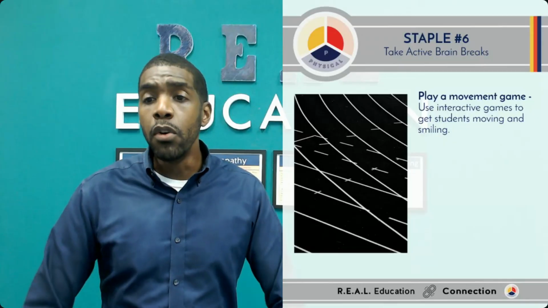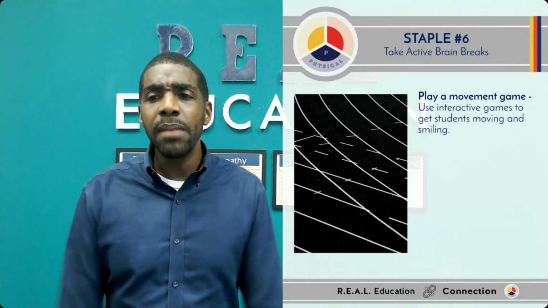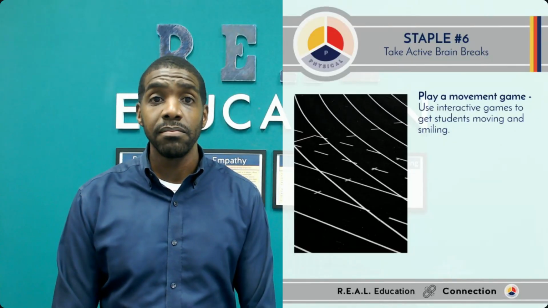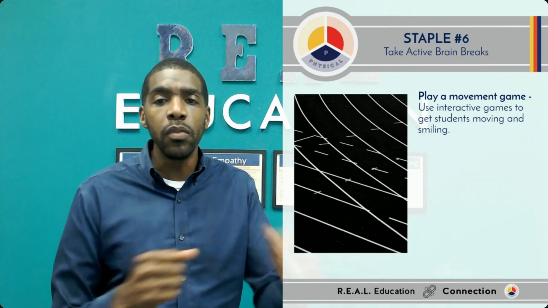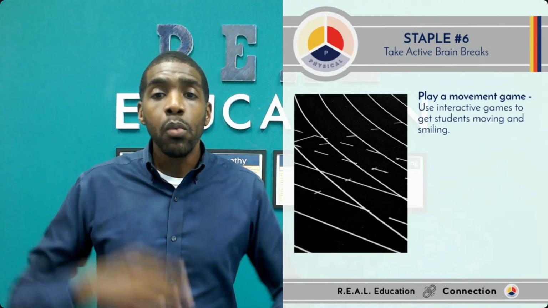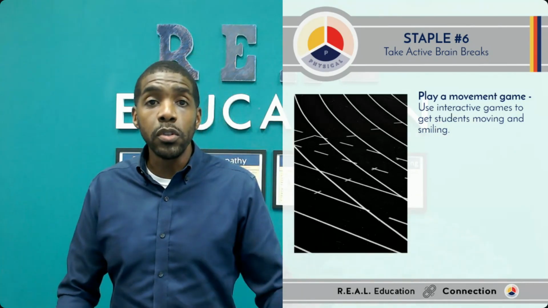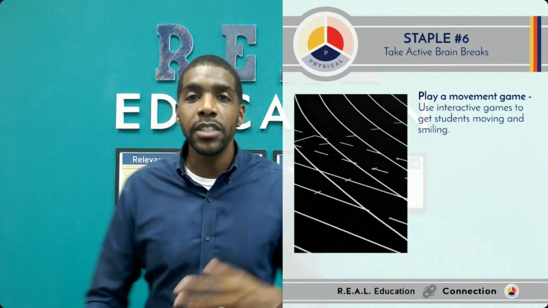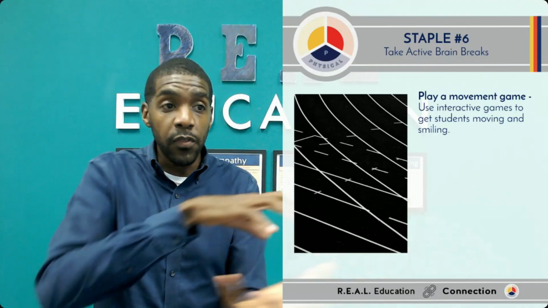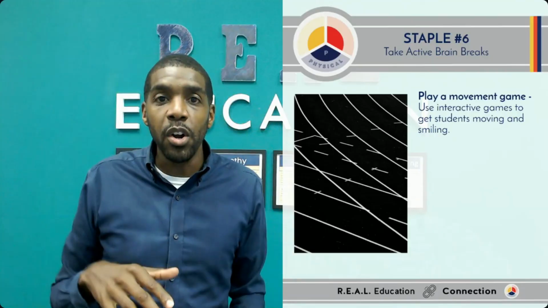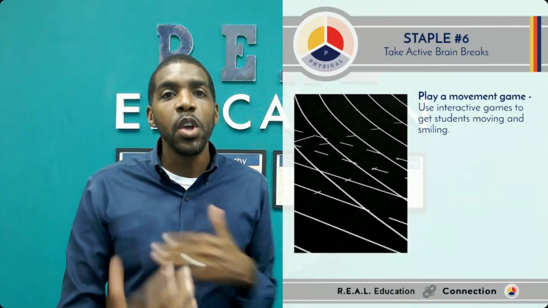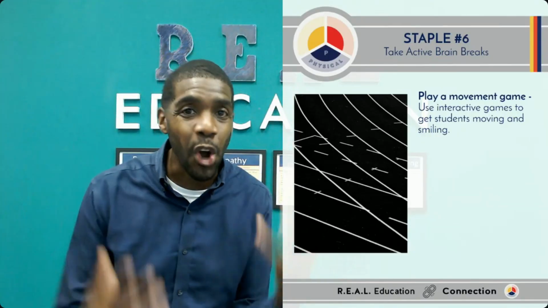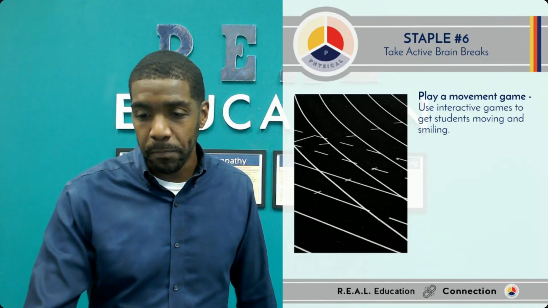So what are we going to do? We're going to play a movement game. Use interactive games to get students moving and smiling. It's so important, you all, that we move. Again, I talk about whole brain teaching, where I saw middle schoolers learning history and they had to turn to their partner and talk about the different atmospheres within the earth, and they were doing all the different things with movement.